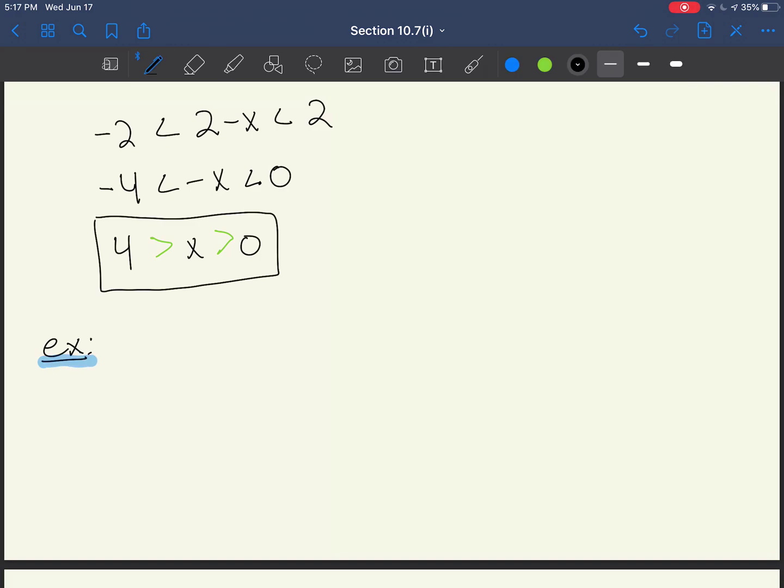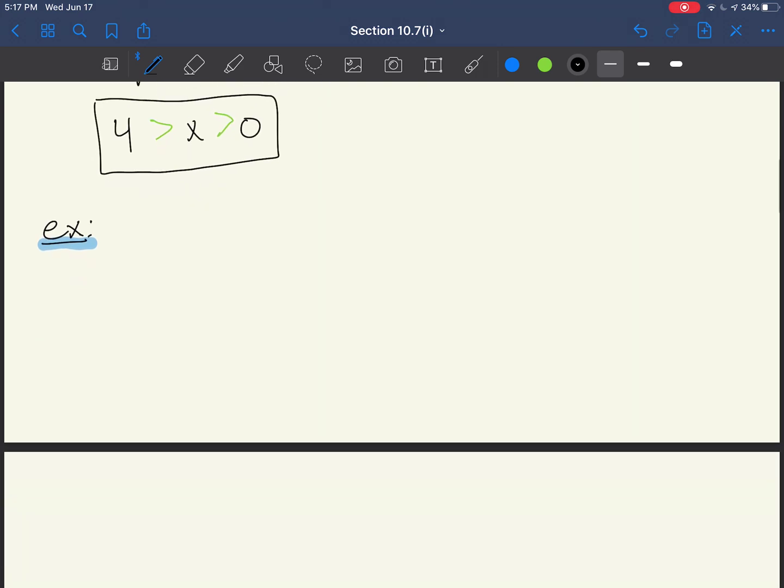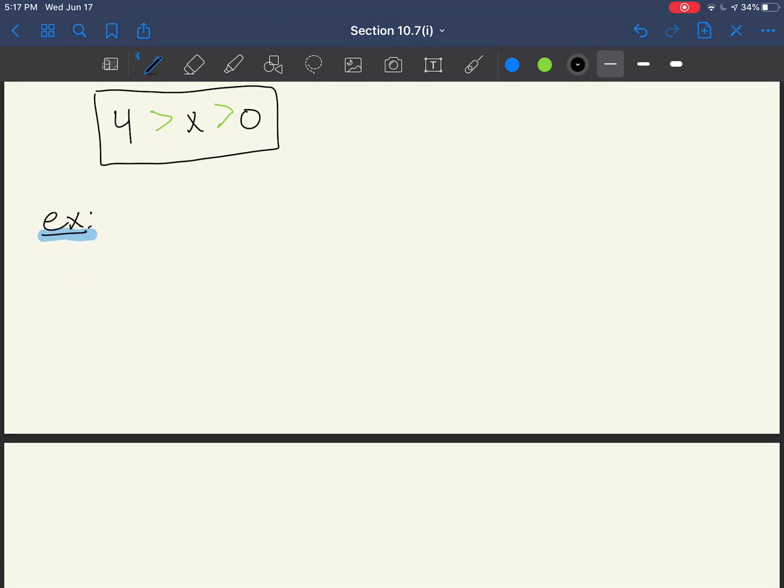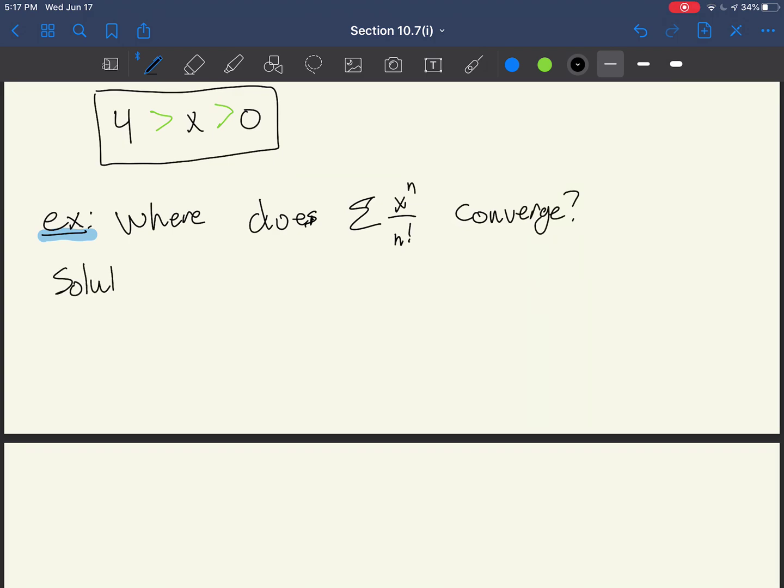Okay, let's do another example. The idea with these is we're going to use pre-existing tests, and then you're going to get an inequality involving x, and you want to solve that inequality. Sometimes you don't get an inequality, so consider the example: where does the summation of x^n over n factorial converge?